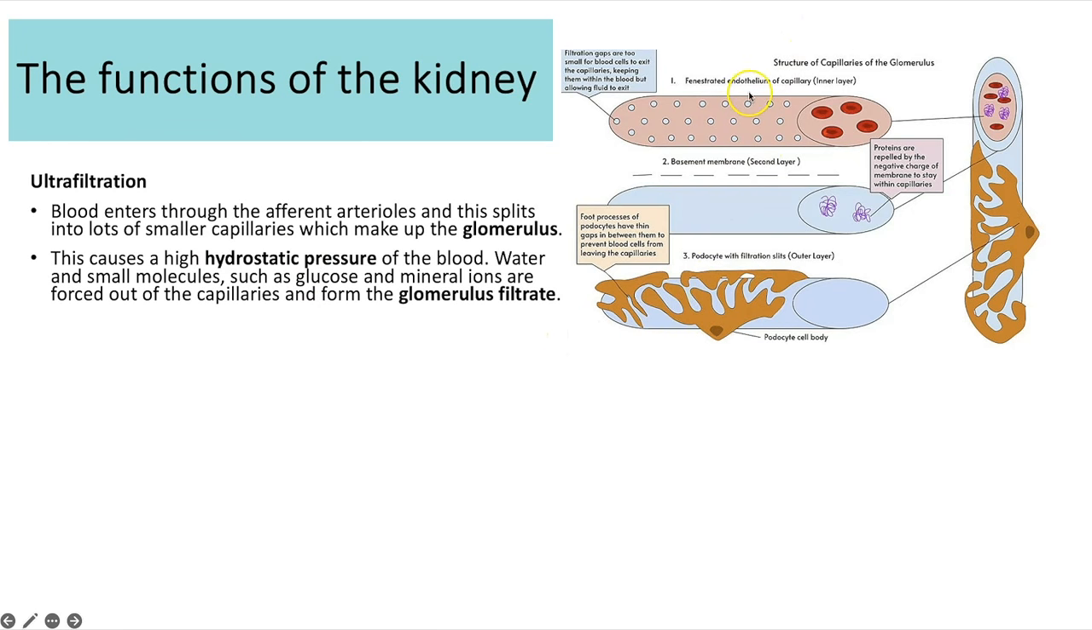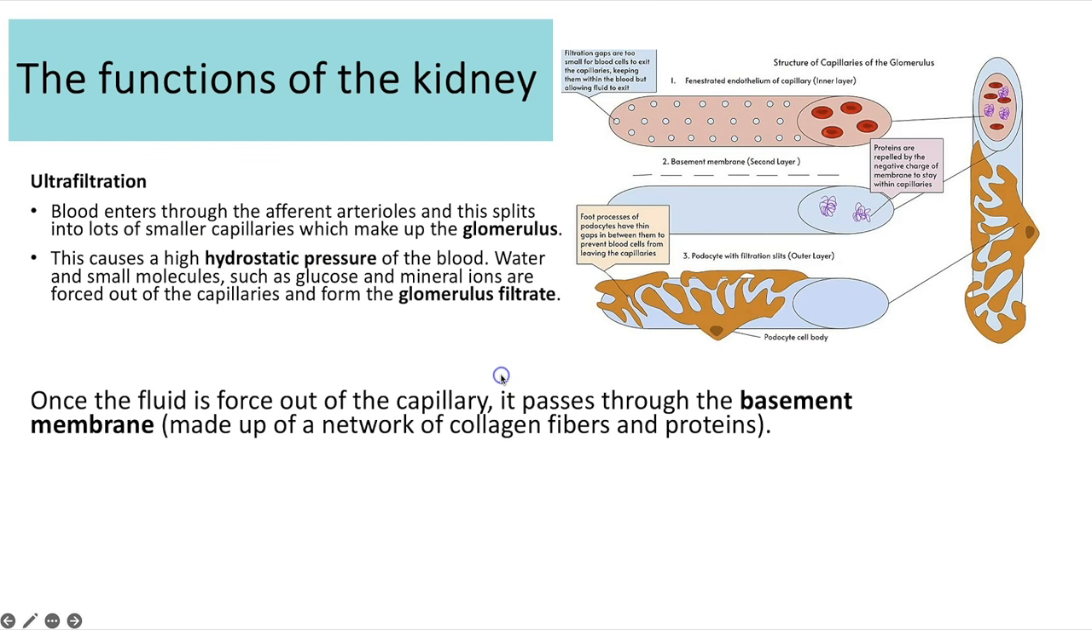Now, this is showing you how you have that filtration occurring, because this is showing you one of the capillaries that make up the glomerulus, and capillaries are only one cell thick. So the gaps between those cells are small enough that you won't have large molecules being forced out, like red blood cells and large proteins, but small molecules can fit between those gaps.